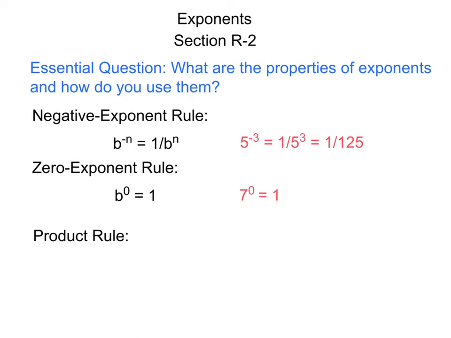The next is the product rule. Now this simply states that if b is a real number or algebraic expression and m and n are integers, then b to the m power times b to the n power is equal to b to the m plus n. An example of this might be 2 to the second power times 2 to the third power is equal to 2 to the 2 plus 3 power, or 2 to the fifth power, which is 32.